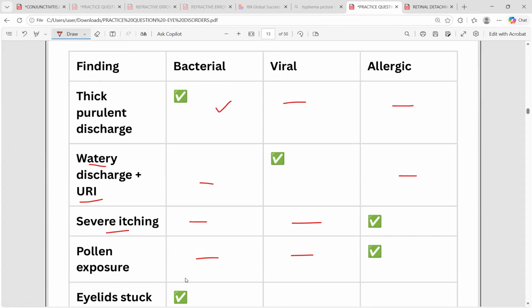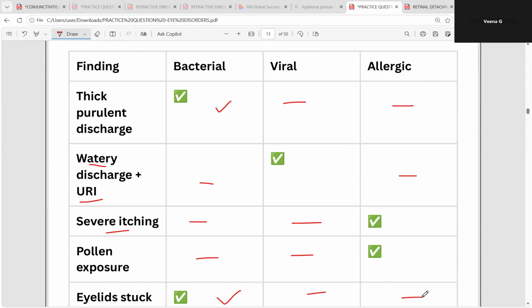Eyelid stuck. Eyelids mainly get stuck in bacterial conjunctivitis, not in viral or allergic conjunctivitis. Because of the presence of thick purulent discharge, the eyelids stick together because the eye secretions will be there. So eyelids are stuck in bacterial conjunctivitis only, and it is absent in viral and allergic conjunctivitis.